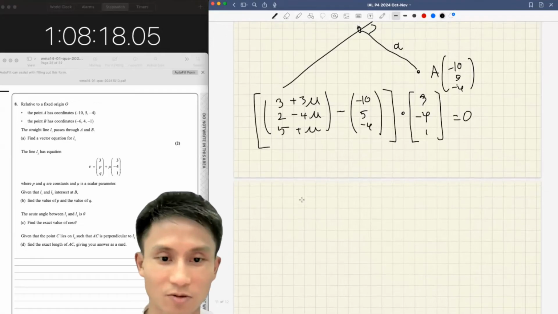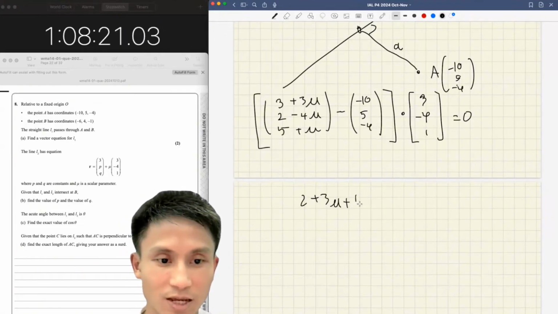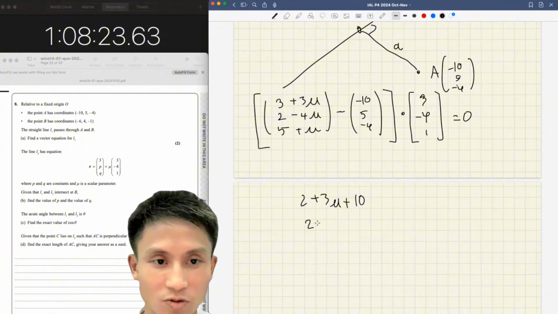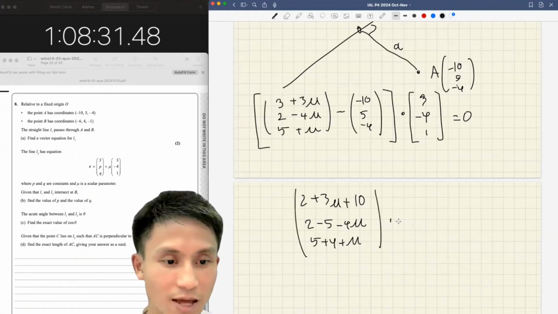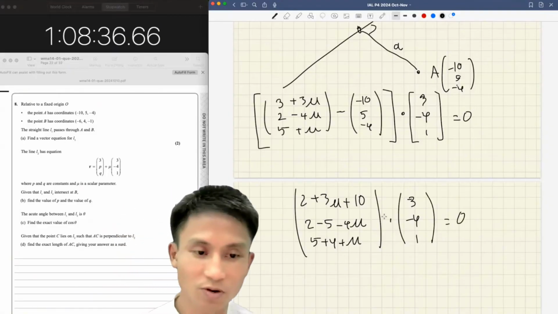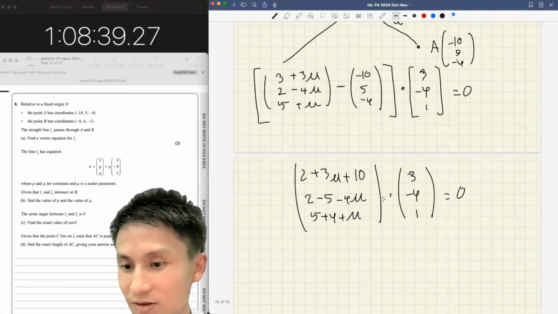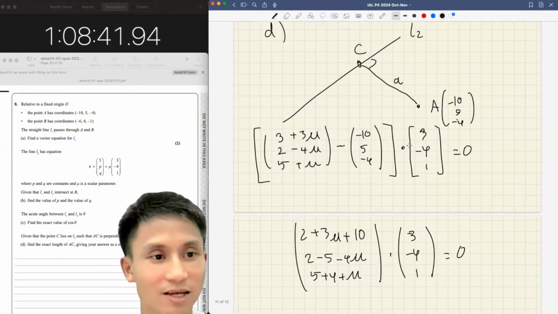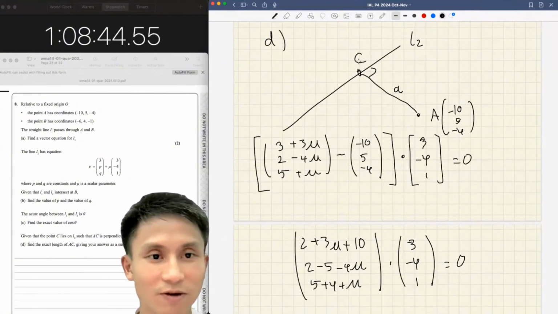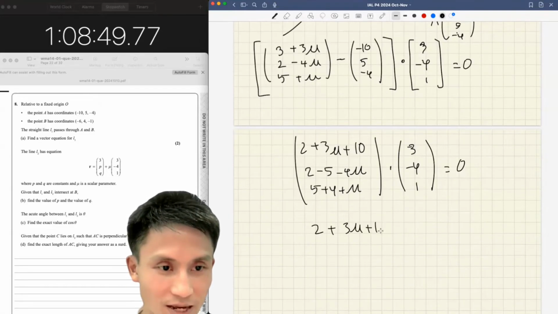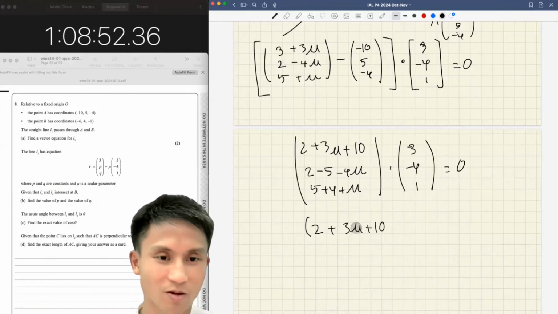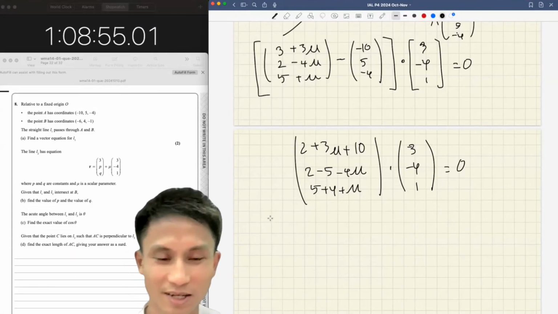Yeah, so that's it. So 2 plus 3 mu plus 10, 2 minus 5 minus 4 mu, 5 plus 4 plus mu, dot with that should give me 0. And then I can solve for mu and then use that mu to find the exact length of AC. We need to find mu for C first and then find the length. Okay, I need to do all of those.